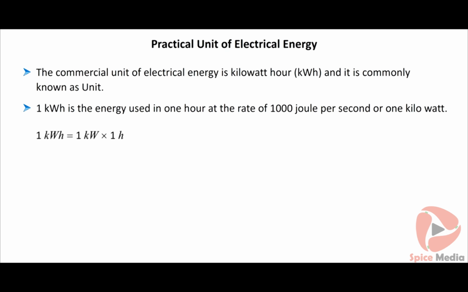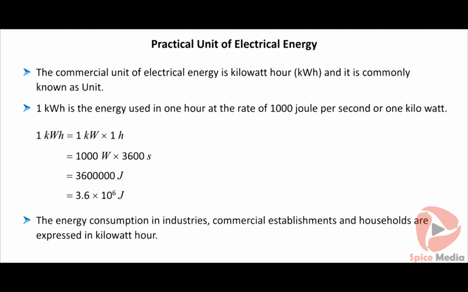1 kilowatt-hour is equal to 1 kilowatt into 1 hour, which is equal to 1000 watts into 3600 seconds, which is equal to 36 lakh joules, or 3.6 into 10 to the power of 6 joules. The energy consumption in industries, commercial establishments and households is expressed in kilowatt-hour.